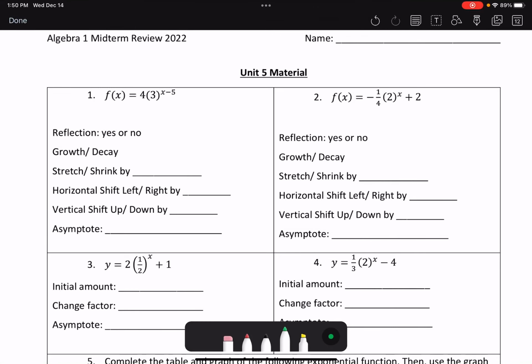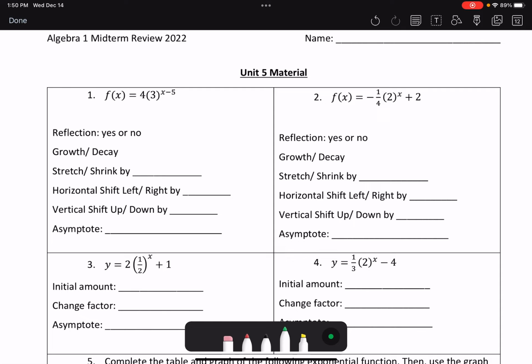Hey guys, it's Miss Adams, and we're wrapping up our Algebra 1 midterm review for the 2022-2023 school year with our exponential functions. So we're first going to focus on just the characteristics and how to identify exponential functions and geometric sequences.